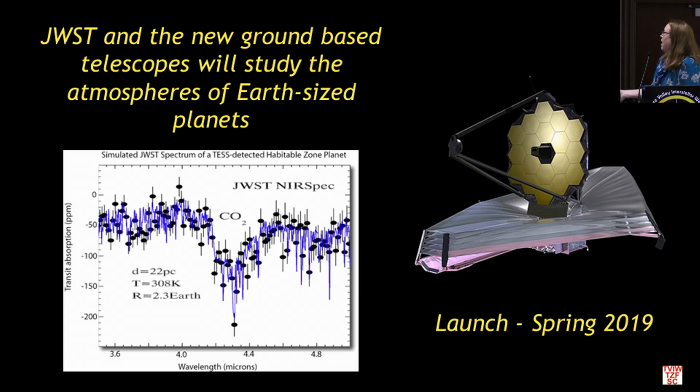But in this case, this is a model of using NIRSpec on JWST and looking to find CO2 in the atmosphere of a transiting planet that's got a radius of 2.3 times that of the Earth. So we'll definitely be able to find biomarkers with JWST.